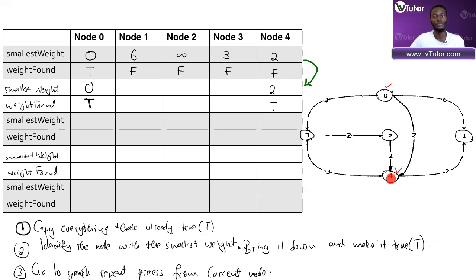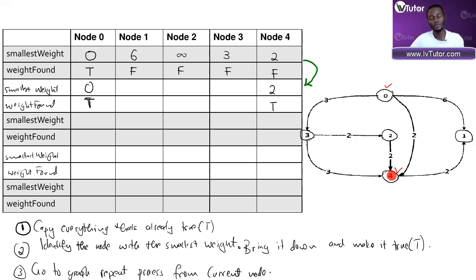And the question is, where can you go from node number 4? In other words, which nodes are directly connected to node number 4? And you're looking at only nodes that are still false. So the ones that you have ticked, ignore. So from 4, we can only go to 1, right? So you can only go to 1 from 4 with a weight of 2. What this means is the weight of going from node number 0 to node number 1 via node number 4, because you're on node number 4, is 2 plus whatever the current weight of 4 is.